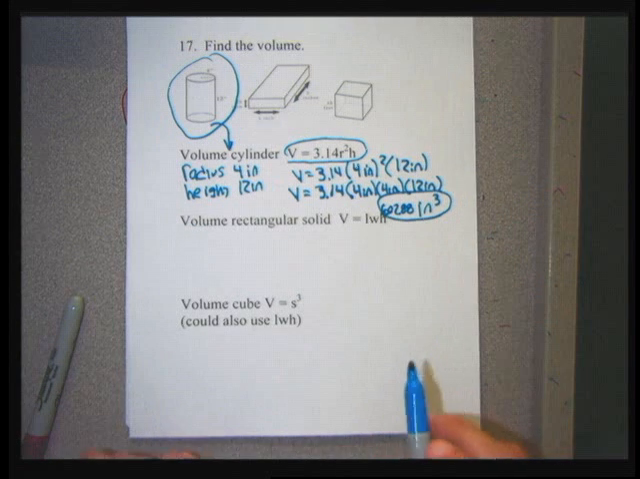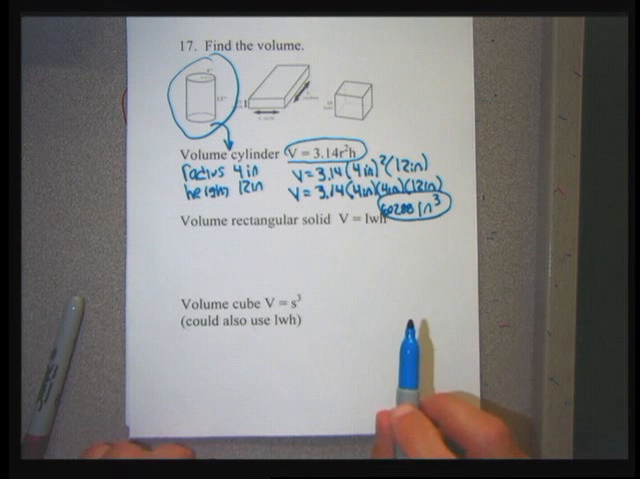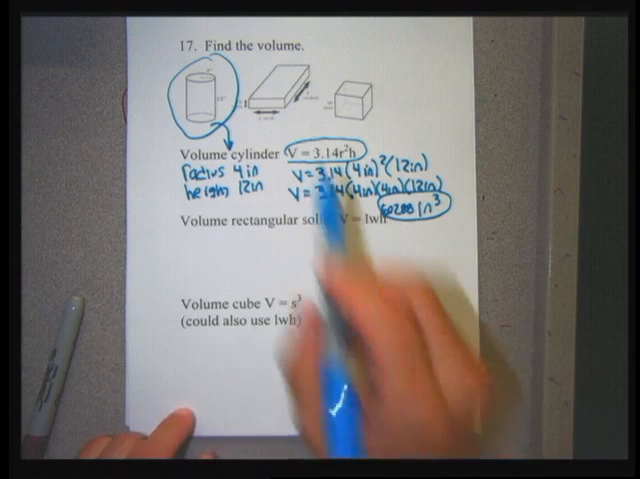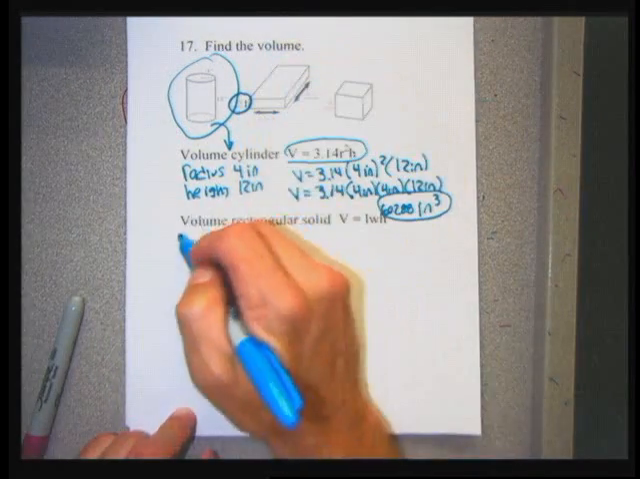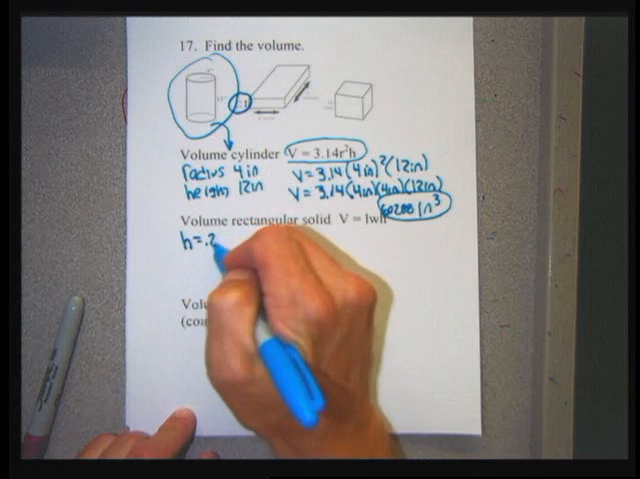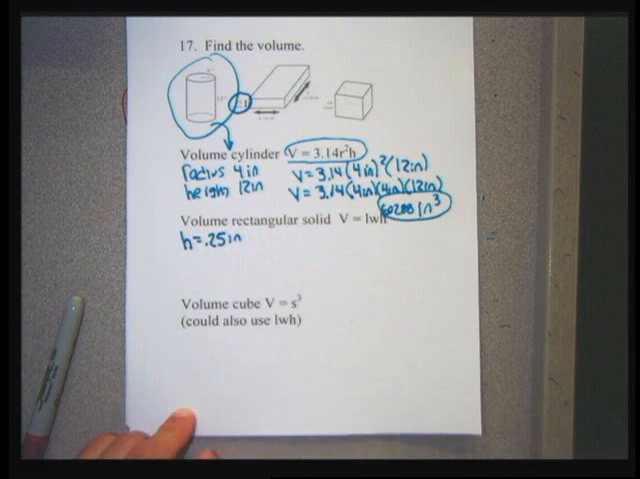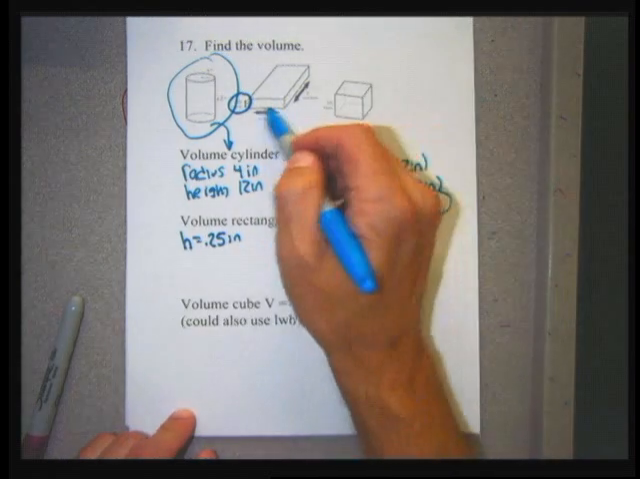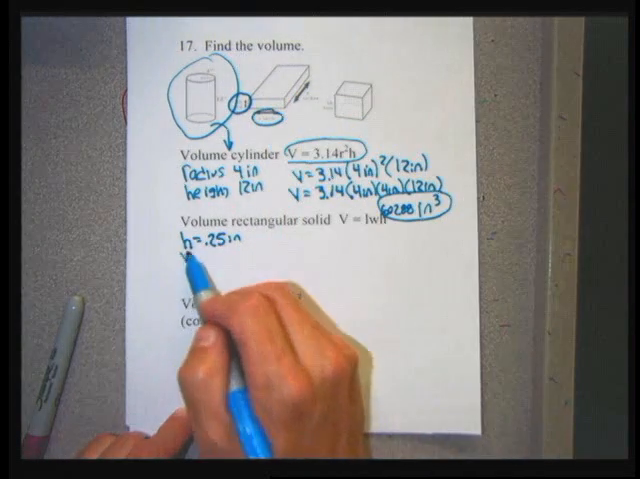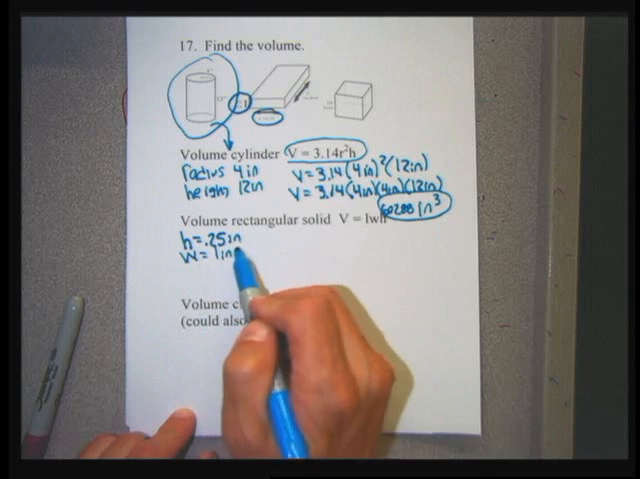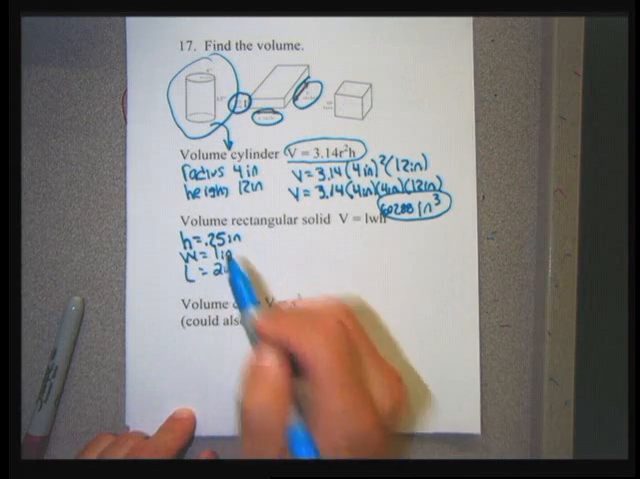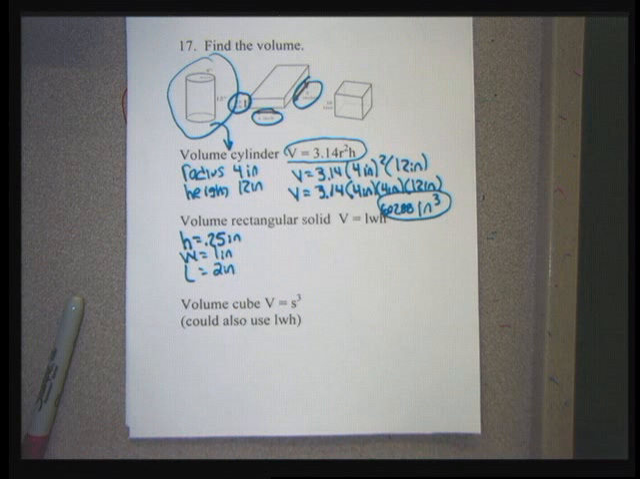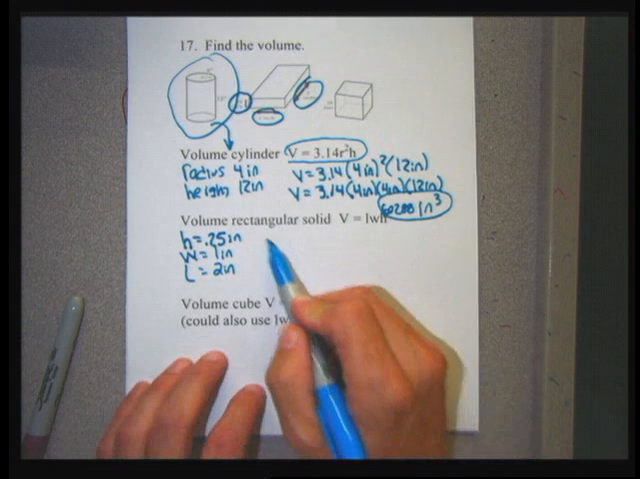The next figure is a rectangular box. And it looks to me like it has 3 lengths. This I'm going to call the height. And that's going to be, looks like it's 0.25 inches. I kind of wrote over it. Hopefully that is what it is. This I'm going to call the width. It turns out really not to matter exactly what you call the sides. And this I'm going to call the length. It doesn't matter. You're just going to multiply the 3 sides of a rectangular solid to get its volume. It doesn't matter what you call each.